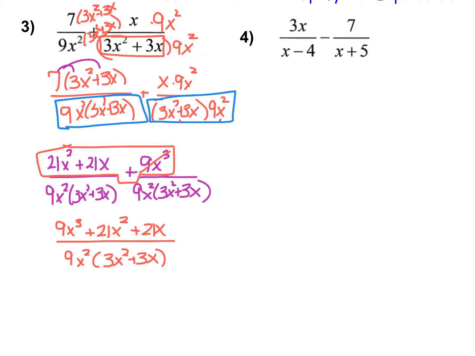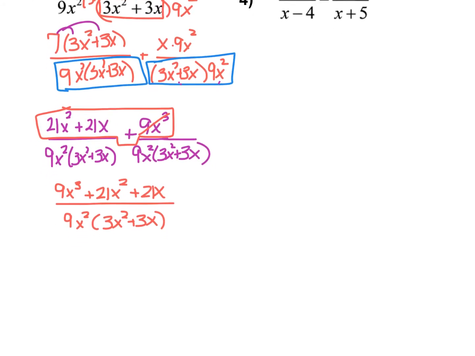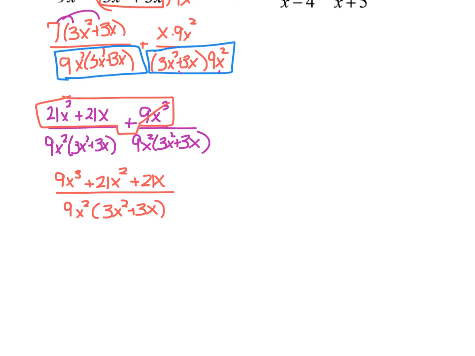Now what I also need to do here is simplify this to make sure that it's fully simplified. In my numerator, I notice that I have some pretty large numbers, so I'm going to try to factor out a greatest common factor first, if I can. And what I notice is that these all have a GCF of 3x. So I'm going to factor out a 3x here, and then I end up with 3x squared plus 7x plus 7.